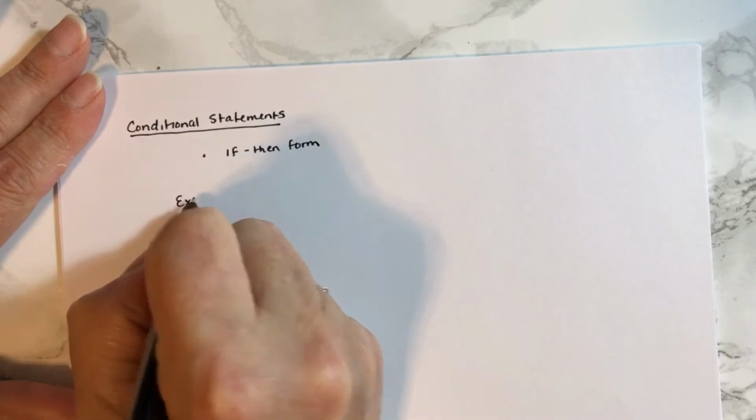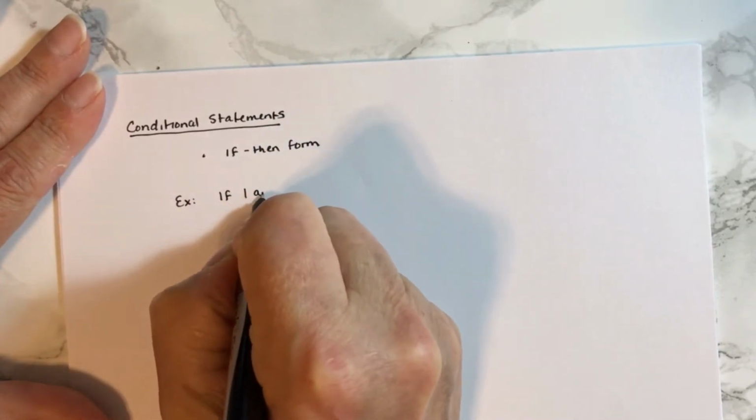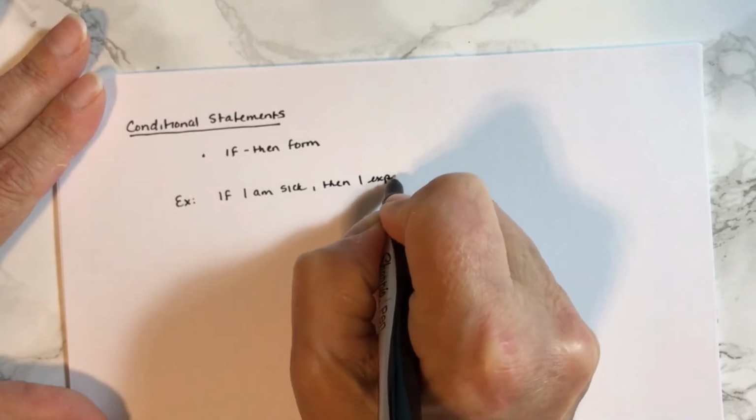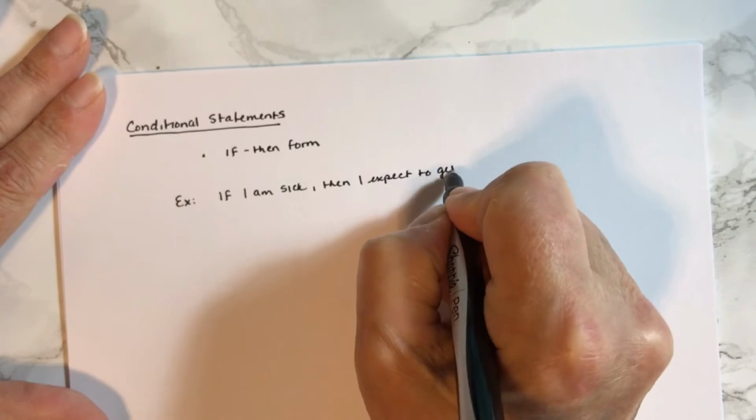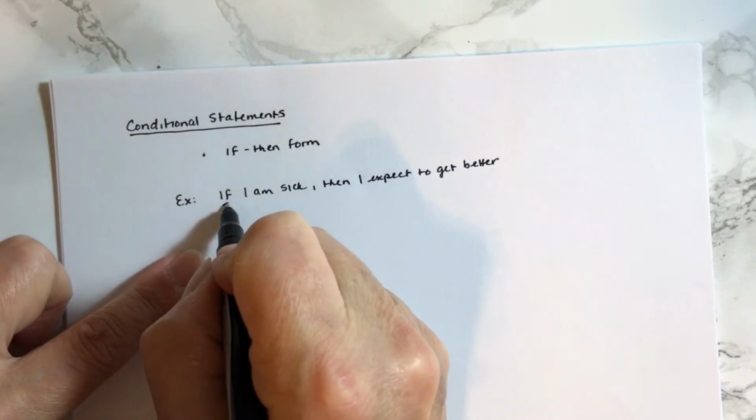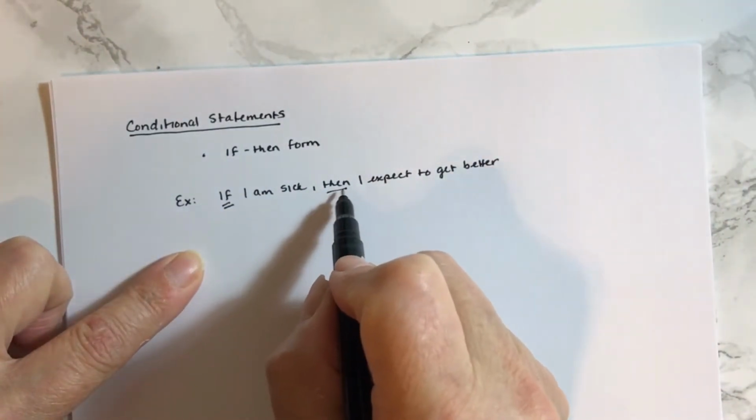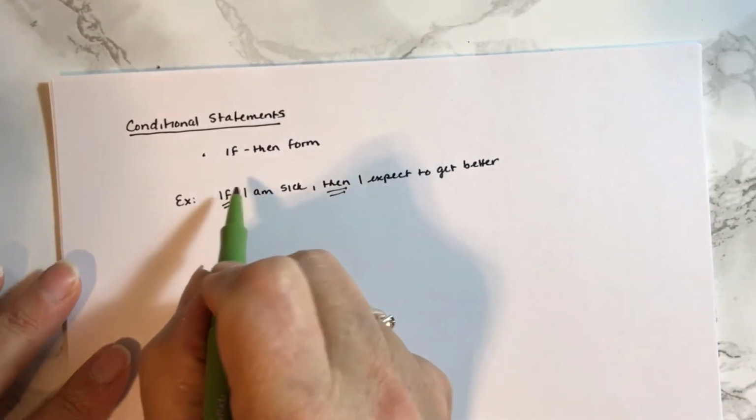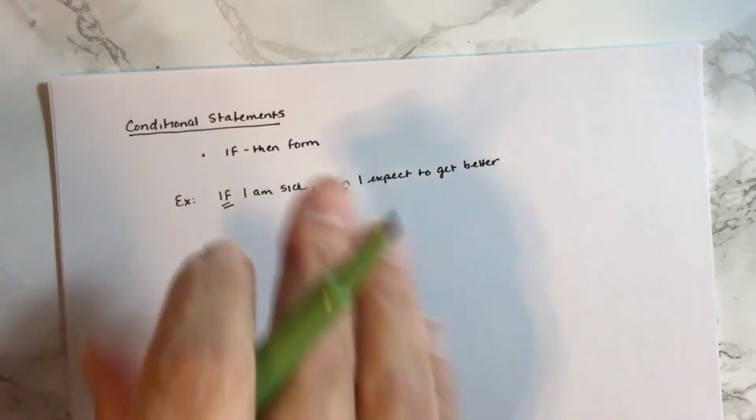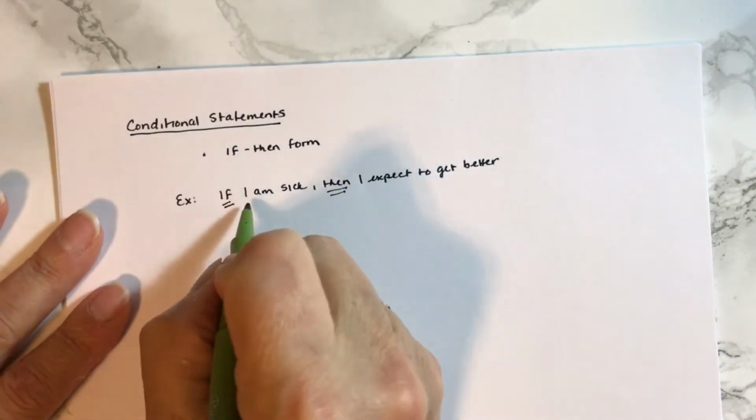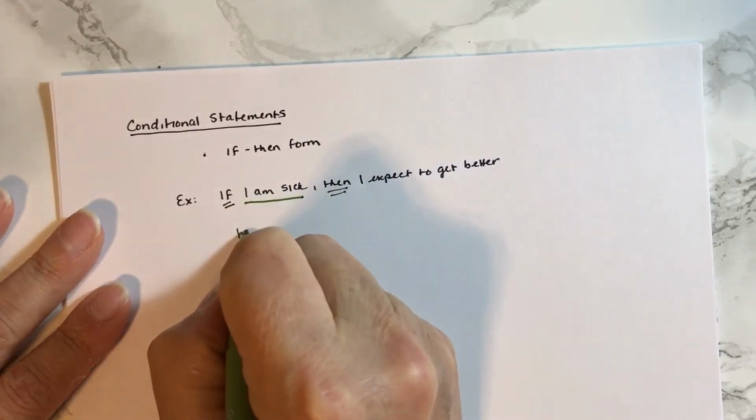Here's an example. If I am sick, then I expect to get better. Okay? I just made up a statement. It contains the word if. After the comma, there's the word then. Okay? Now, this is the important part. Because it's an if-then form, it's an if-then or conditional statement, right? The part after the word if is called the hypothesis.